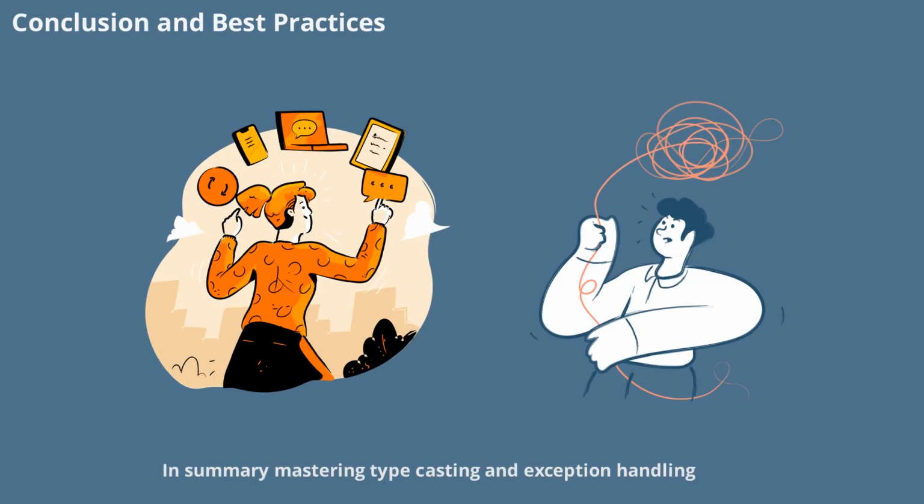In summary, mastering typecasting and exception handling in C++ is essential for writing robust, efficient, and maintainable code. Always choose the appropriate typecasting method for your needs and use cast operators responsibly to avoid errors. Implement exception handling to make your programs resilient to unexpected events. By following these best practices, you'll be well equipped to tackle complex programming challenges in C++.